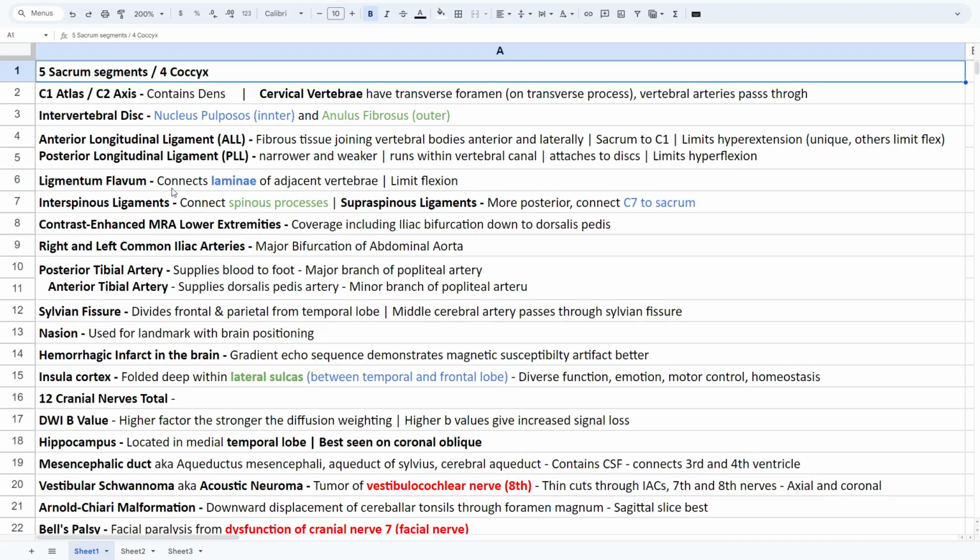Ligamentum flavum connects lamina of adjacent vertebrae and limits flexion. Interspinous ligaments connect to spinous processes. Supraspinous ligament is more posterior, connecting C7 to the sacrum.